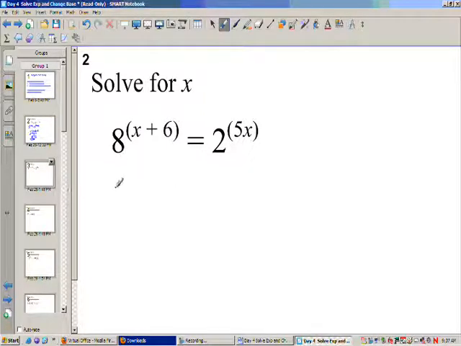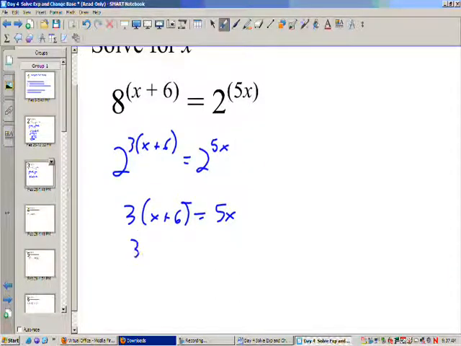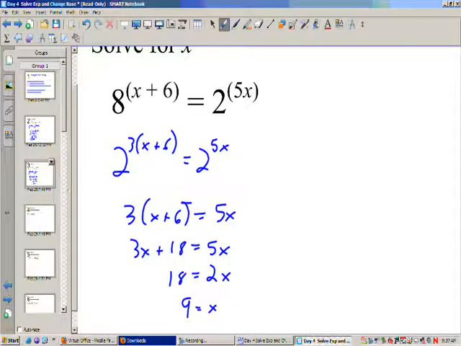Alright, hopefully you're done. 2 to the third power is equal to x plus 6, and this is just 2 to the 5x. Since we have the same base, these exponents must be equal to each other. So now I distribute over the parentheses. So this would be 3x plus 18 is equal to 5x. Subtract 3x on both sides. So this would be 2x, and now x will just equal 9.